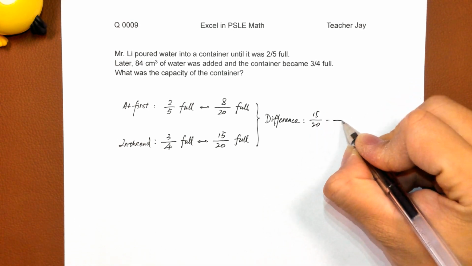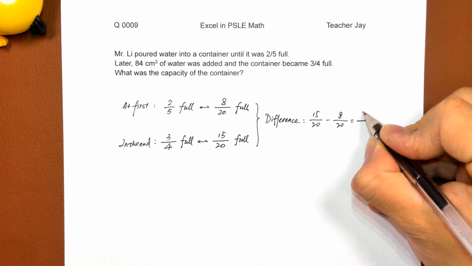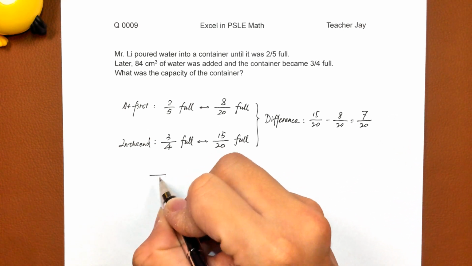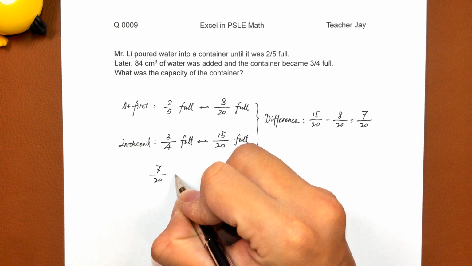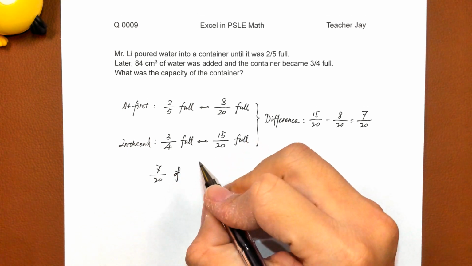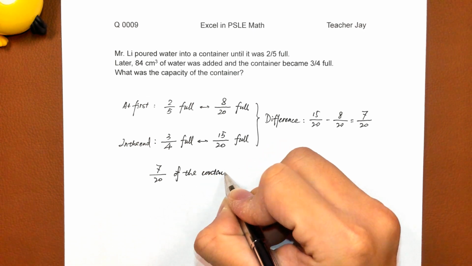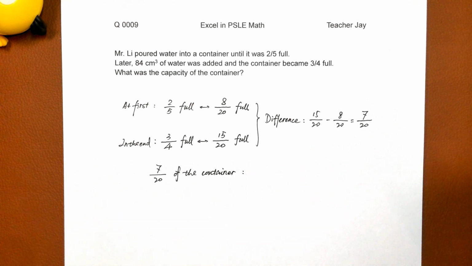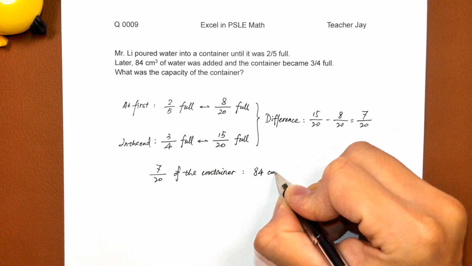15/20 minus 8/20 is 7/20. And obviously 7/20 of the container was the amount of water added into the container, which is 84 cubic centimeters.